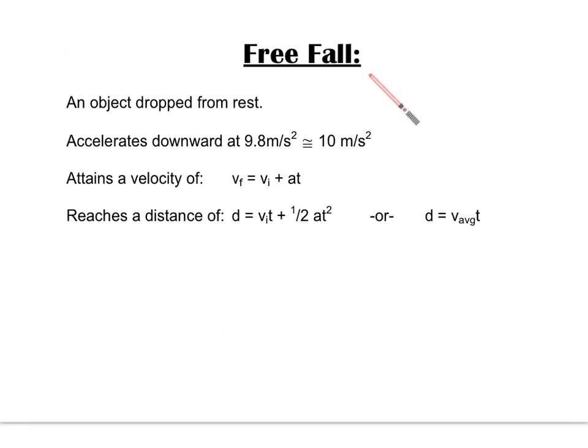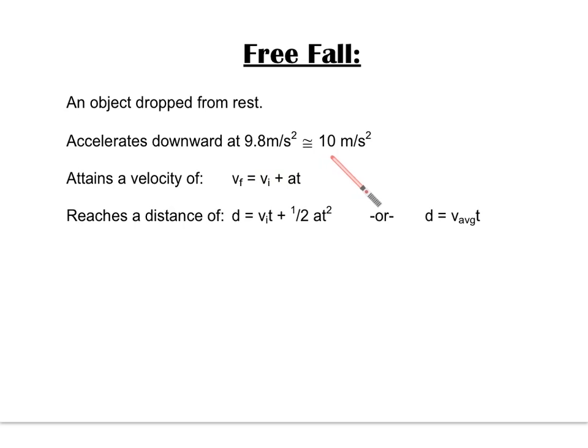So starting with freefall here, freefall is defined as an object dropped from rest. So here we're just going to let it go. It has no initial velocity. All right, an object in free fall will accelerate downward at 9.8 meters per second squared. Now, this is due to gravitation, and on planet Earth, this 9.8 is a measured and experimentally determined value. You can see here that this number is pretty darn close to the number 10.